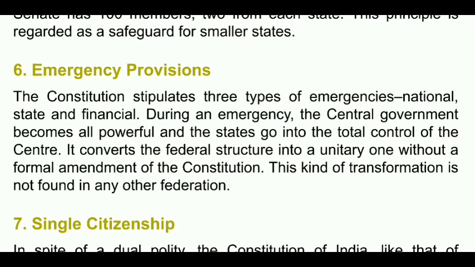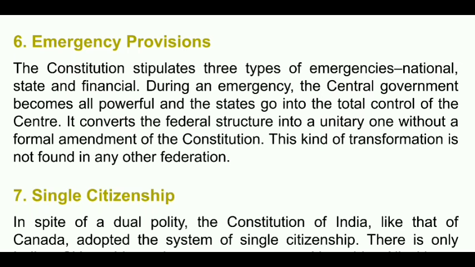Number 6. Emergency provisions. The Constitution stipulates 3 types of emergencies: national, state, and financial. During an emergency, the central government becomes all-powerful and the states go into the total control of the center. It converts the federal structure into a unitary one without a formal amendment of the Constitution. This kind of transformation is not found in any other federation.